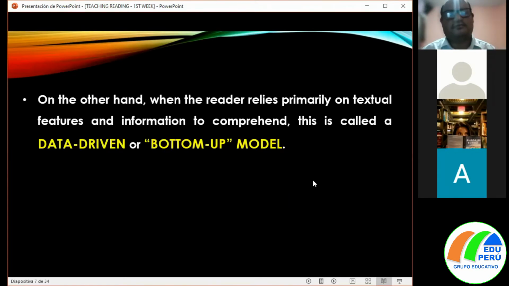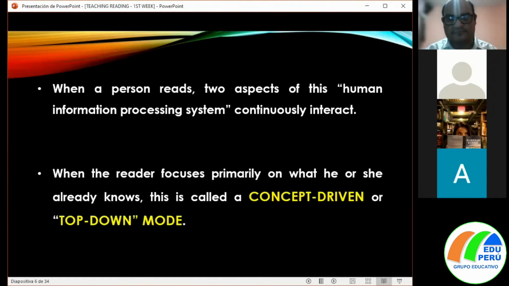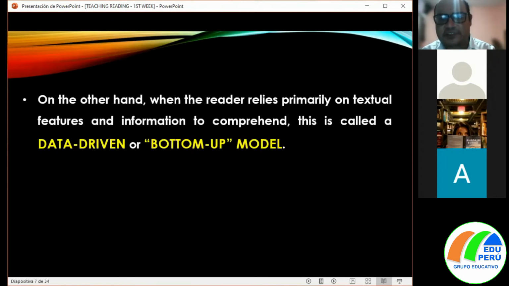The other aspect, as it says here, on the other hand, when the reader relies primarily on textual features and information to comprehend, this is called a data-driven or bottom-up model. So notice here, I'm going back. We have two. The first aspect is related to what you already know, your background knowledge. And the second aspect is related to what you want to understand, what you want to comprehend, the textual features and information to comprehend.